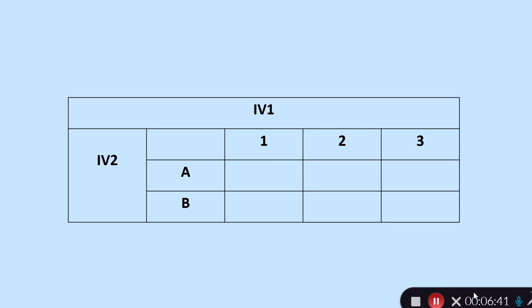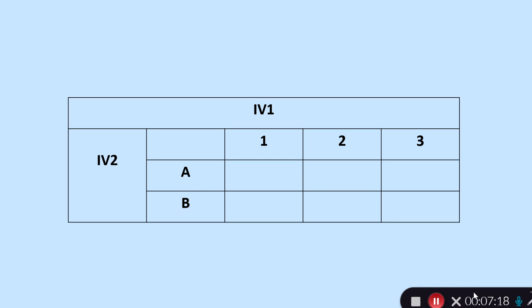So each of these cells of that table, the crossing of IV1 level 1 with IV2 level A, IV1 level 1 with IV2 level B, we would have a number of participants in each cell. Okay, and you could capture certain information in a table like this.